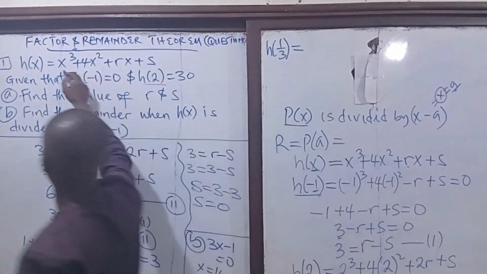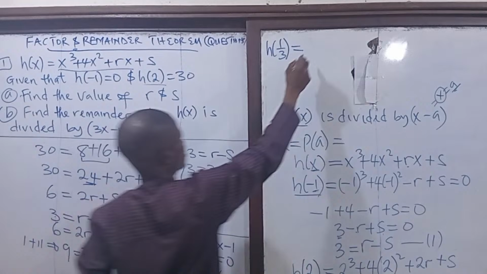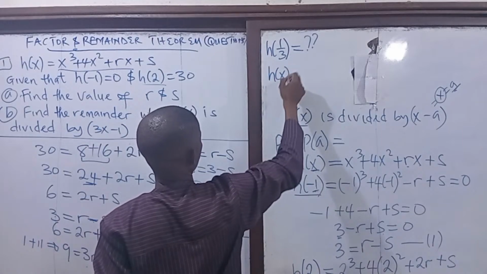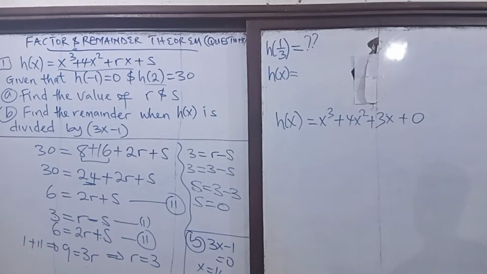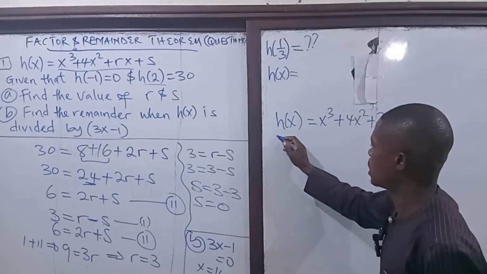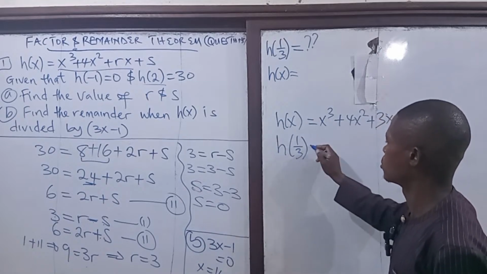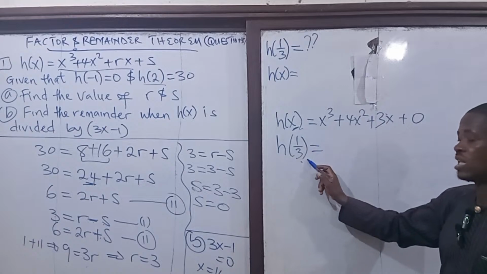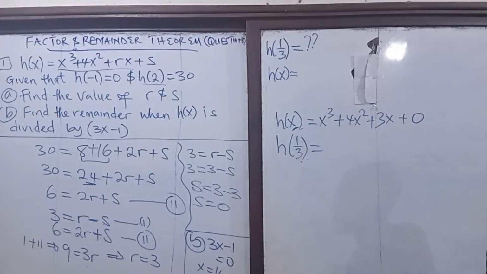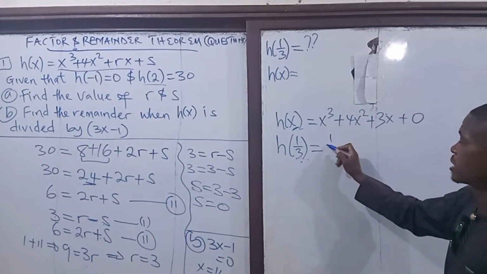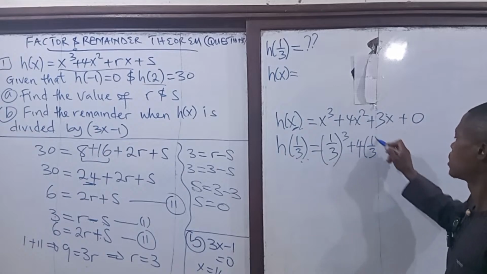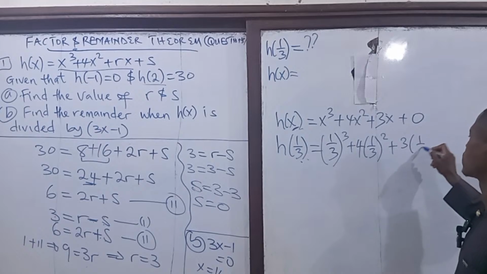Okay, go back to the functions. We are looking for this. Our h of x will be equal to what I have in this case. So h of 1 over 3: anywhere you see your x, you substitute 1 over 3 in place of x. And that would be 1 over 3 cubed plus 4 times 1 over 3 squared plus 3 times 1 over 3.